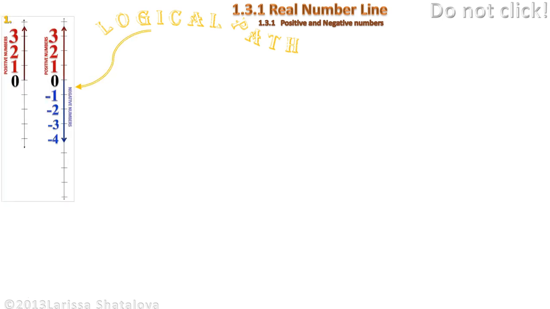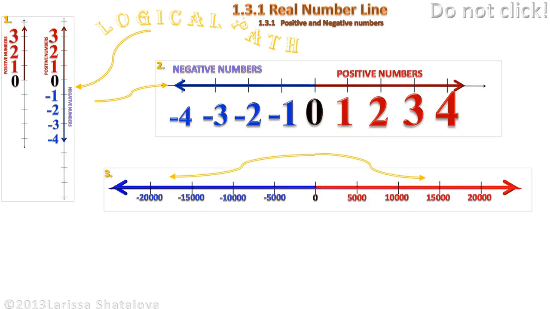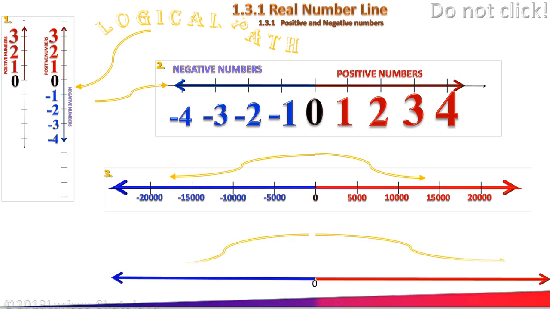Logical path. We will talk about negative numbers and the vertical real number line. Then we will switch to the horizontal real number line. Then we will talk about scale, and then finally we will talk about two new ideas: positive infinity and negative infinity.